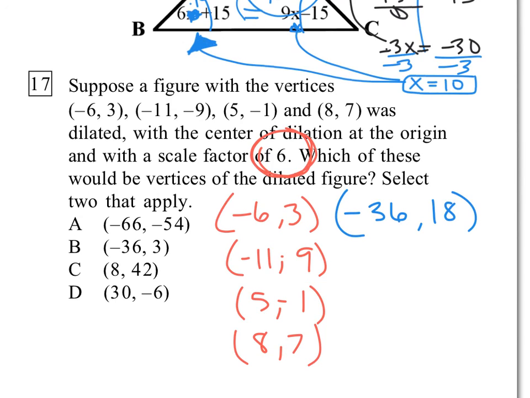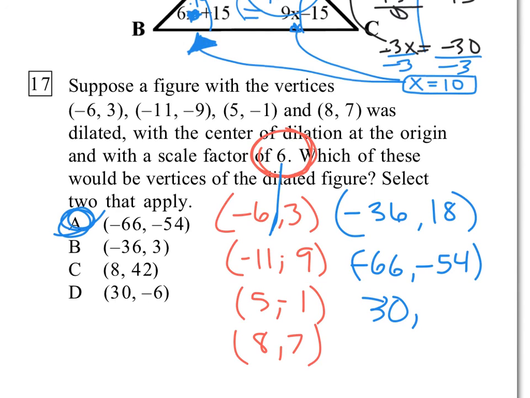All right, do I see that on there? Nope, that's not on there. Okay, 6 times 11. All right, negative 66. 6 times 9, it's a negative 9 actually. Negative, what is that going to be, 54? Ooh, wait a minute. We have a winner here. But select 2 that apply, okay? 6 times 5 is 30. And 6 times negative 1 is negative 6. 30 and negative 6, uh-oh, I got another winner.